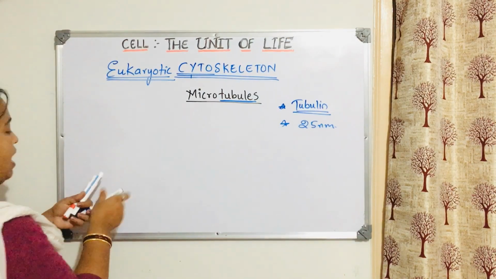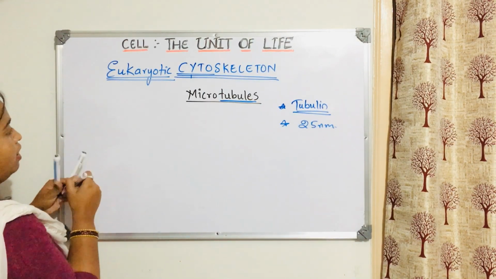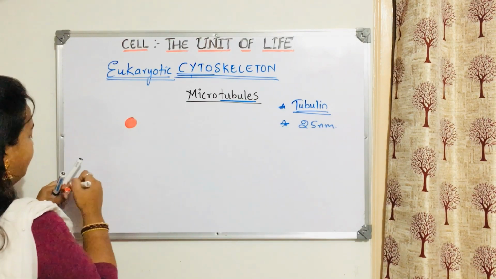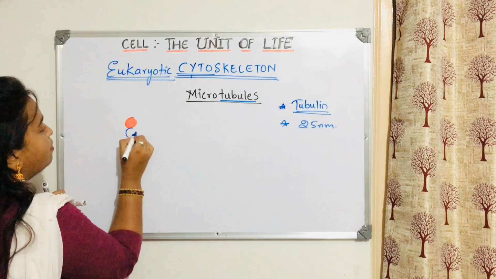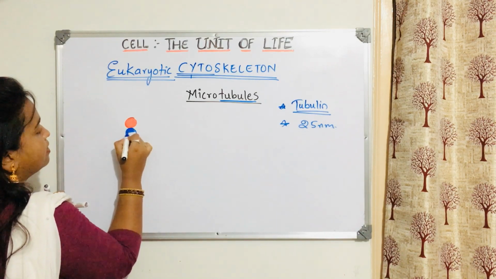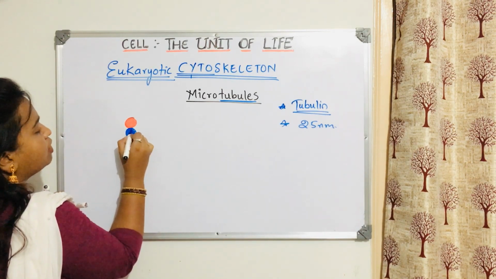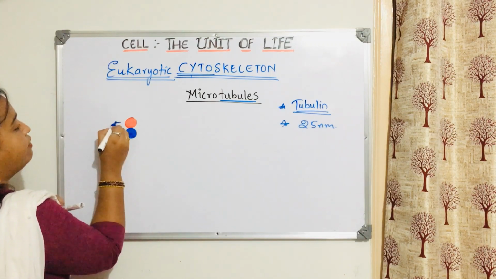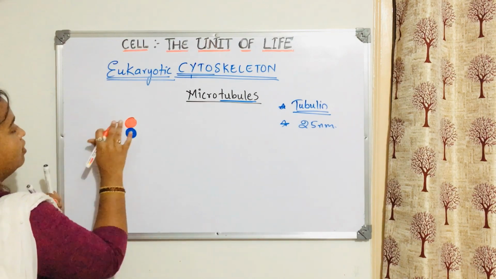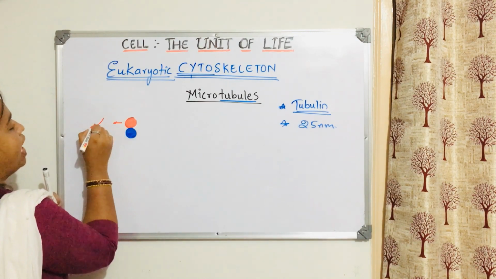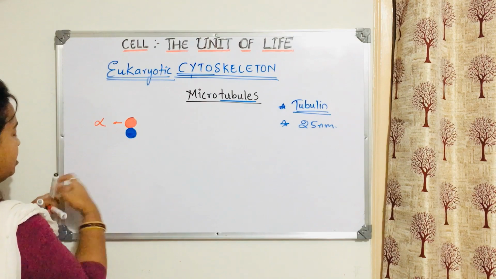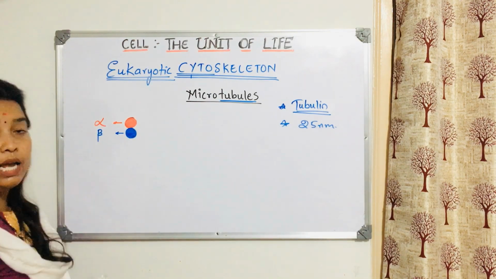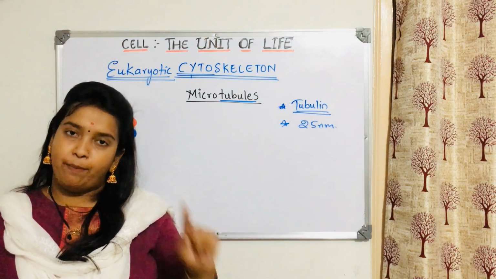Those monomers are, for example, let us consider, this is one monomer and this is one monomer. Both are what? Tubulin proteins only, monomers of that. This is called alpha tubulin protein. And this is called beta tubulin protein. I am talking about the structure of microtubule.